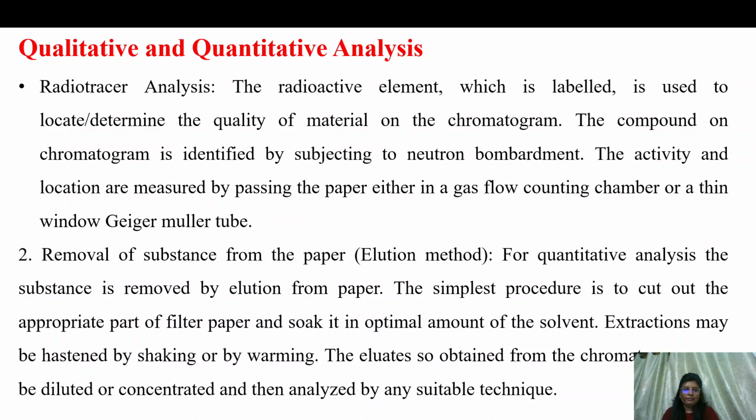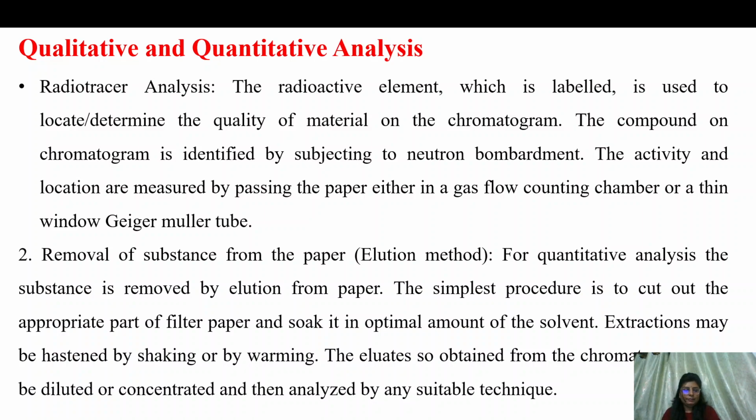Then radio tracer analysis. A radioactive labeled element is used to locate or determine the quantity of the material on the chromatogram, or the compound on the chromatogram is identified by subjecting it to neutron bombardment. The activity and locations are measured by passing the paper either through a gas flow chamber or a thin window Geiger-Müller tube.